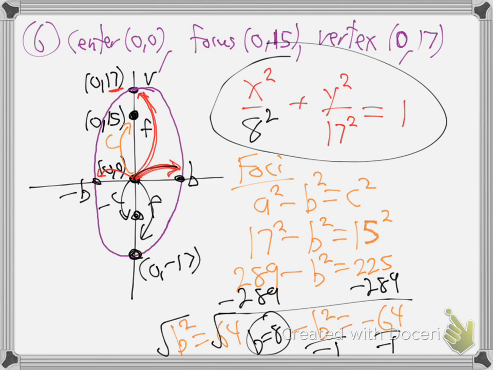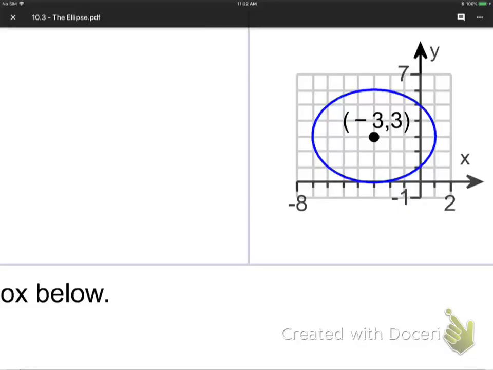Good on that? Makes sense how we figured that out? Okay, so number 9, they want us to find the equation of that ellipse. Now that one, the center has been moved. So let's start by writing the equation. Generally, it's x squared over something plus y squared over something equals 1.